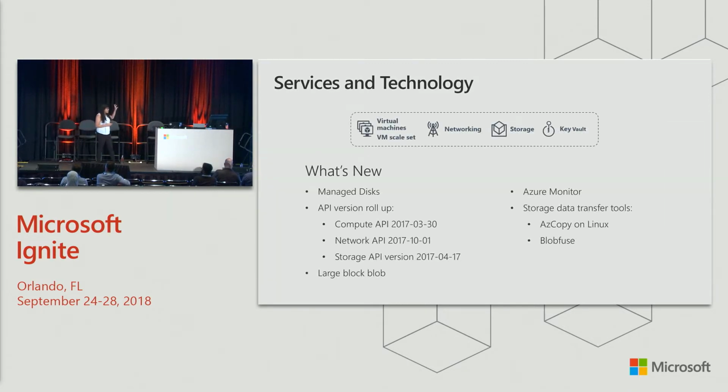And now that I spoke about what's there, I also want to talk about what's new. As a part of Ignite, we have a ton of new announcements to make. And so I'll go over section by section on what's new. So let's look at the section of virtual machine scale set, networking, storage, key vault. So the first large thing is that we have managed disks. We saw a bunch of customers that have been using managed disks on Azure, and they really wanted that same consistent experience on Azure Stack.